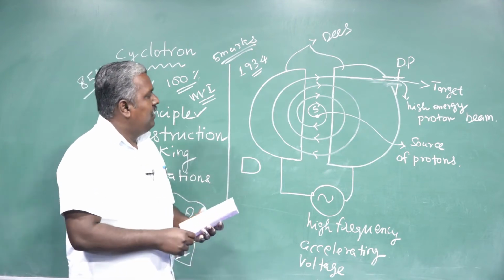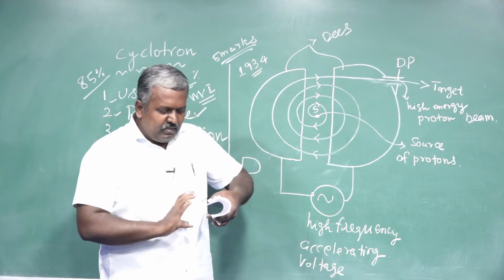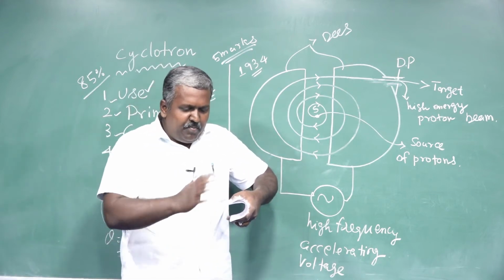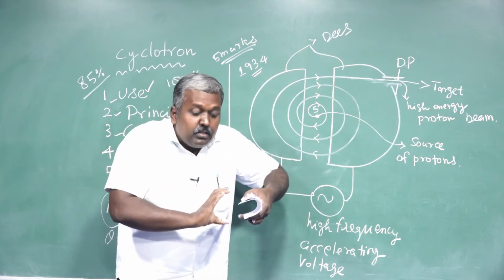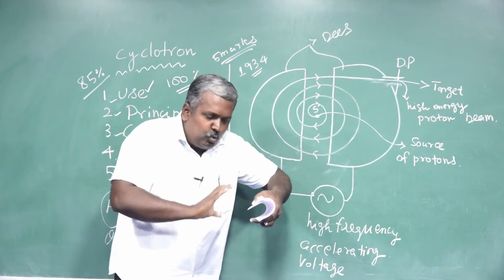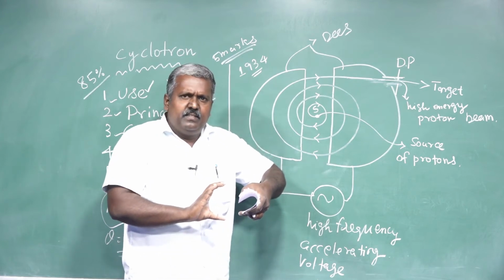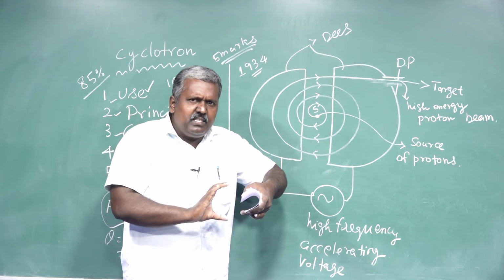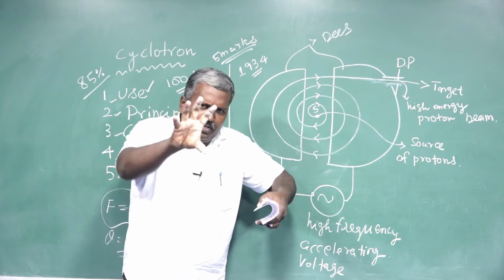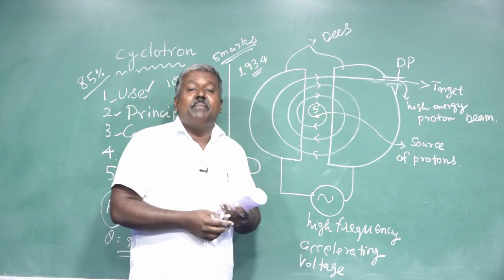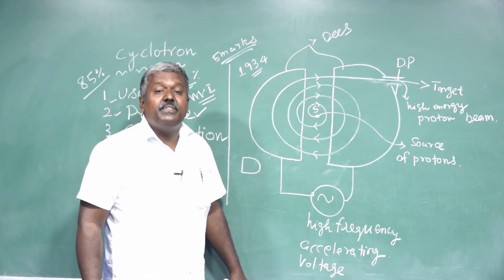Okay, then the system is placed between 2 poles, one pole and the other pole. 2 poles of a strong electromagnet, here one pole, here one pole. The system is placed between the 2 poles of the strong electromagnet, here the north pole and the south pole. What is the purpose of the 2 poles? To produce a magnetic field, a uniform magnetic field.